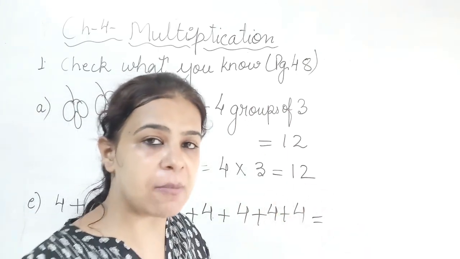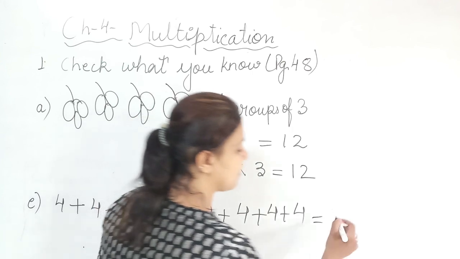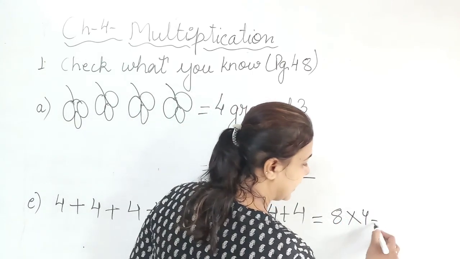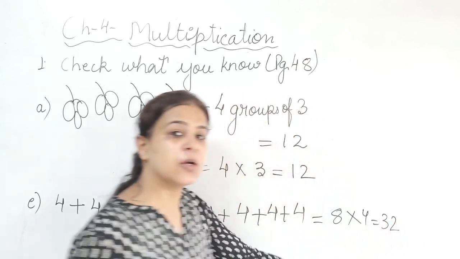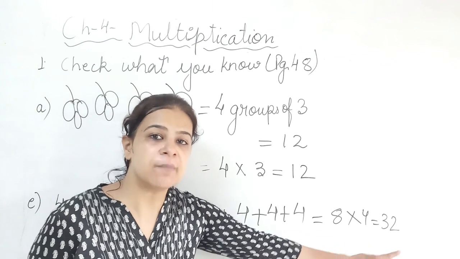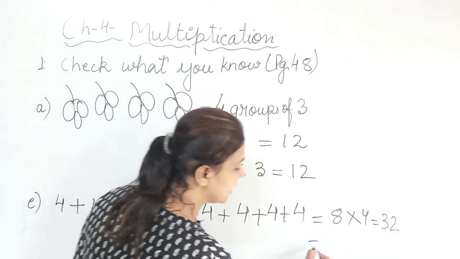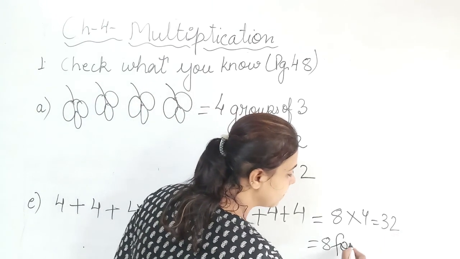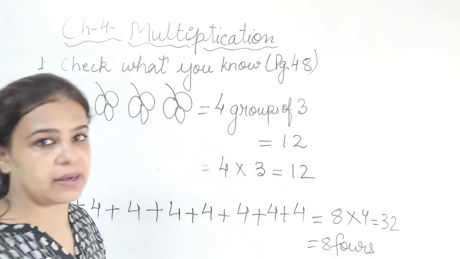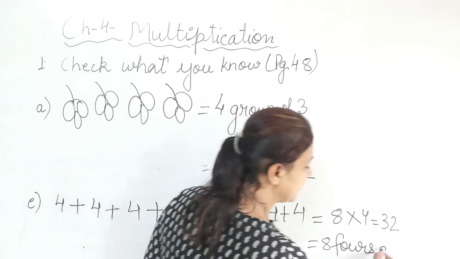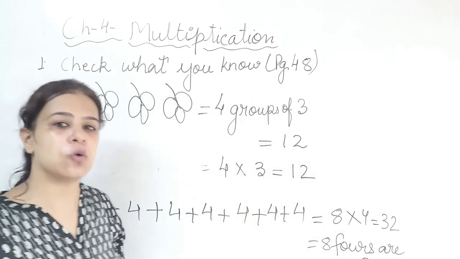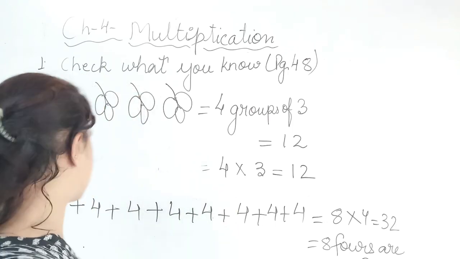Is it the first number or second number? It will be the first number. So I will write 8 fours are 32, children. Okay, what is this? 8 fours are 32, and we can say like this: 8 fours means 8 fours are 32. So you all can do this. I hope you all will do this page in your maths time book.